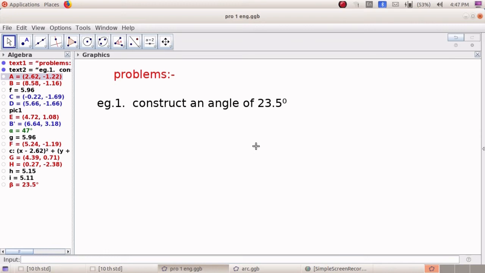And so if we make an arc with the central angle double of this one, that means if we make an arc with the central angle 47, at that time the angle made by that arc at its alternate arc will be half of that, will be 23.5. And so that is the method we have to adopt. So let us make a circle and an arc with the central angle 47 degrees in it.